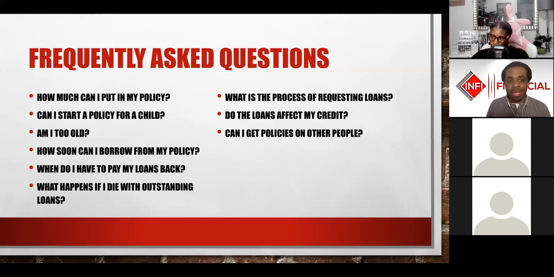Next question. Can I start a policy for a child? Absolutely. As soon as that child is able to have their own social security number, they can have their own policy. I will say this, the caveat with that is the amount you're able to get on your child is going to depend on how much coverage you have on yourself.